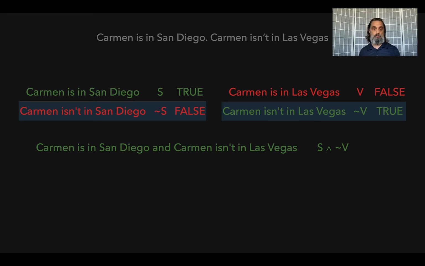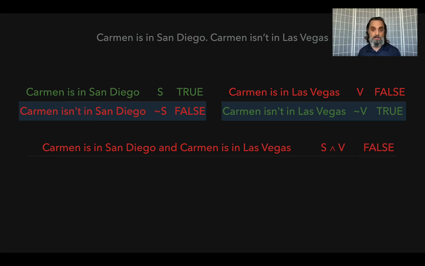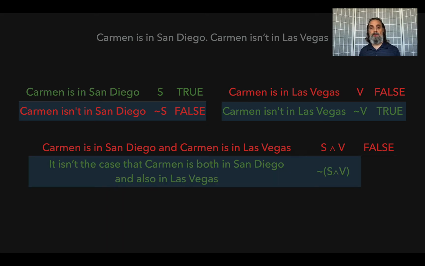S is true, she's in San Diego. Not V is true because she's not in Las Vegas. So S and not V, that's true. Good. That's fairly straightforward. Let's look at some other ones. S and V. Well, S is true because she's in San Diego, but V is false because she's not in Vegas. And when a conjunction has a false piece, it's false. So S and V is false. What about not S and V? Well, that's the negation of a conjunction, right?